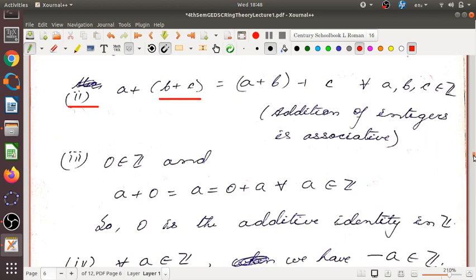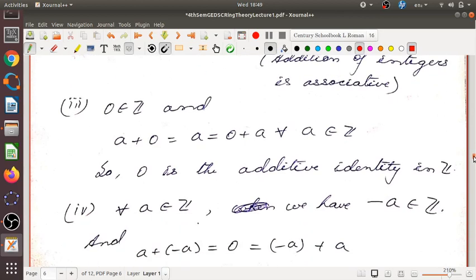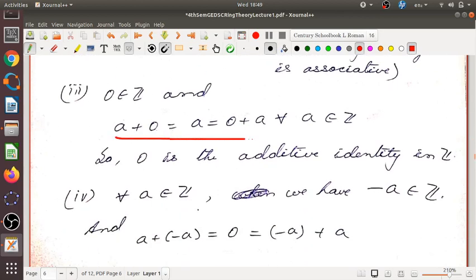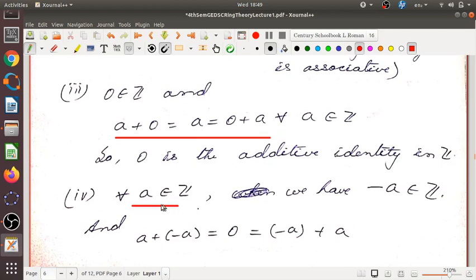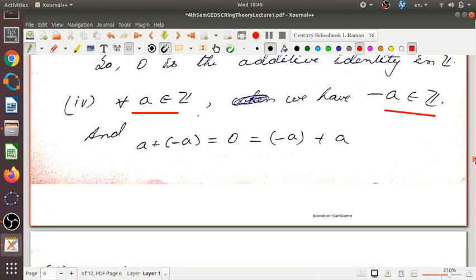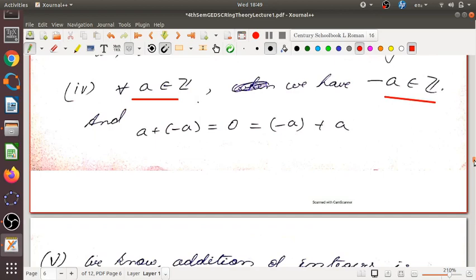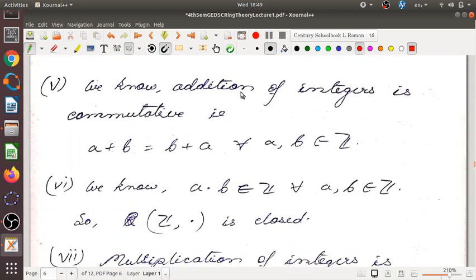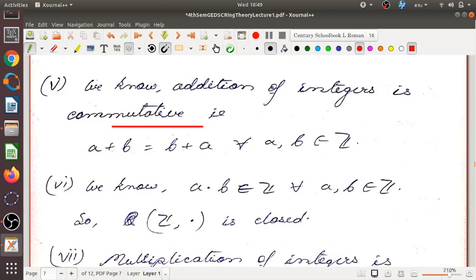Then 0 is an integer and 0 satisfies this property: a + 0 is a, which is equal to 0 + a. 0 added with any integer is the integer itself, so 0 is the additive identity. Then for every a in Z, the quantity -a is also in Z. If 2 is in Z, -2 is also in Z. And a + (-a) is always 0, which is equal to (-a) + a. That means every element in Z has an additive inverse. Then we know addition of integers is commutative, that is a + b equals b + a. So the commutative property is also satisfied.